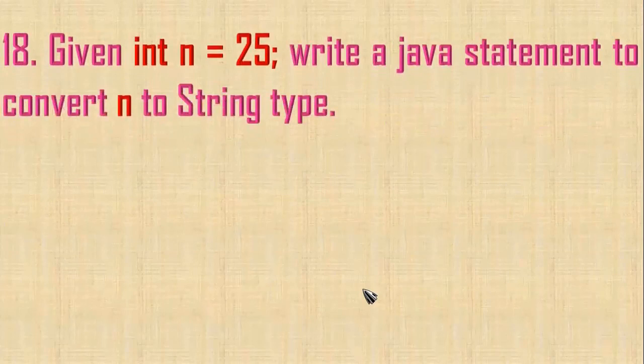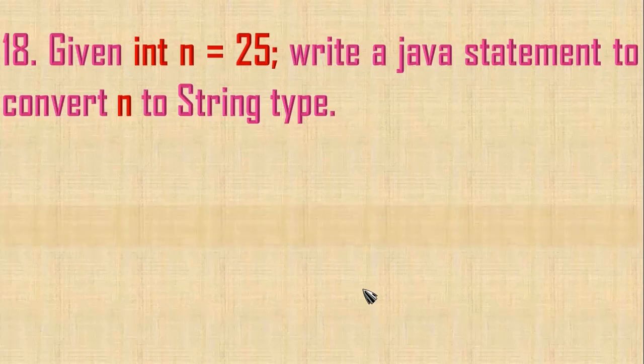Let us go to the next question. Given int n is equal to 25, write a Java statement to convert n to string type. To convert from integer into string type, we can give Integer dot toString of, so in the bracket we can give the integer variable.